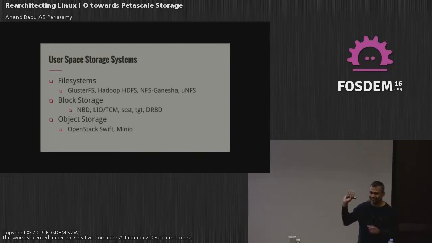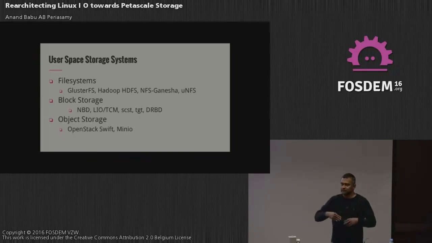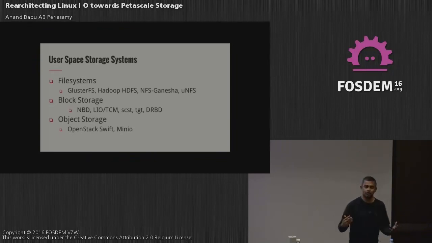SCST and TGT are all basically SCSI implementations. There are multiple competing SCSI implementations. They appear as iSCSI, and they all started with the iSCSI server. Just like UNFS or NFS Ganesha is a user space server that appears as an NFS server, TGT and SCST, all these projects, appear as if they are an iSCSI server. It's a software server. It makes it look like you are a network disk, right, including NBD.